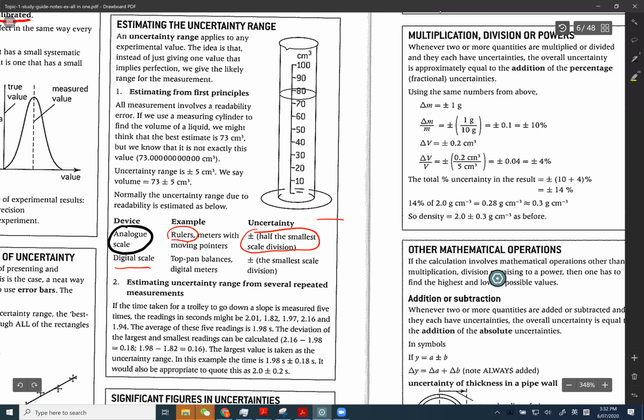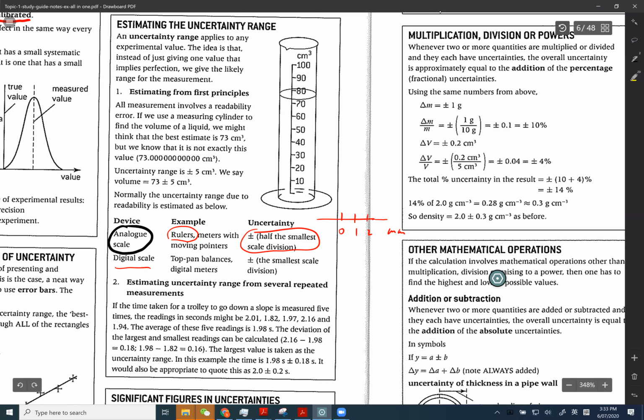For example, here, 0, 1, 2, that's a millimeter. At least you know it's more than half or less than half, okay? So half will be the uncertainty for the equipment, uncertainty for the instrument.